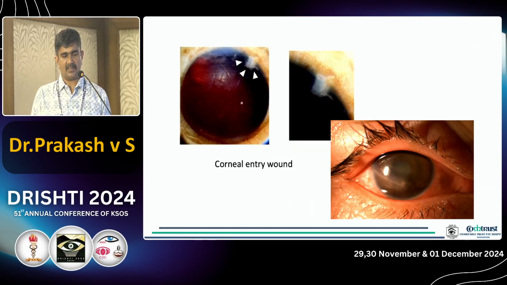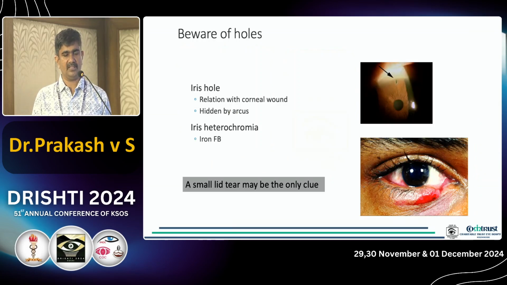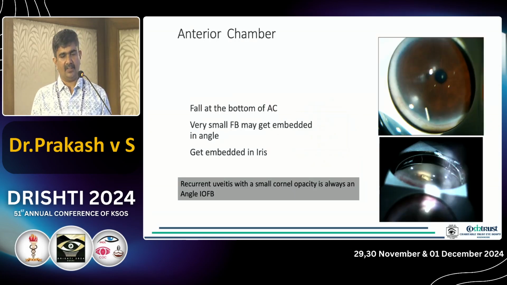The examination starts with a careful slit lamp examination. Look for the corneal entry wound. The size of the entry wound will give you an idea of the size of the foreign body inside. And always beware of a hole, whether it is a hole in the iris or even a hole in the lid. There was a case where there was a small lid hole and the patient had 6/6 vision, so the fundus was not checked, and the patient actually had an intraocular foreign body which had gone through the lid hole. So never neglect a lid hole.